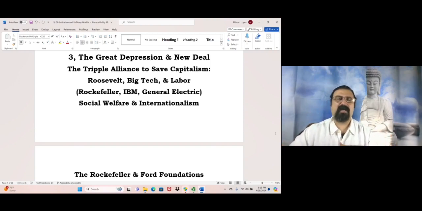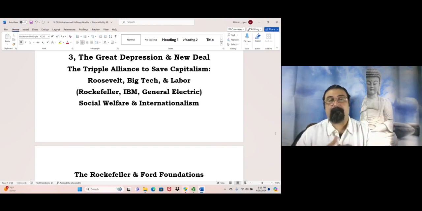in terms of a growing internal movement of, for example, socialists and communists, again, that saw pretty much an opening, an opportunity to replace capitalism with a more socialistic or more communistic, if you will, system. So to prevent that, Roosevelt, along with big tech and labor, came together in order to revamp the system, so to speak.